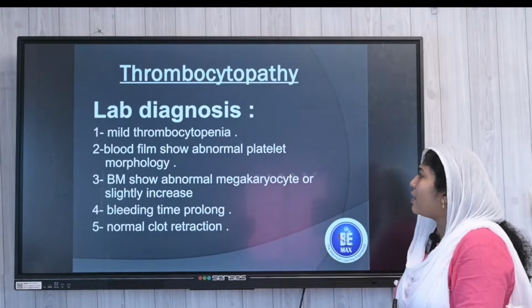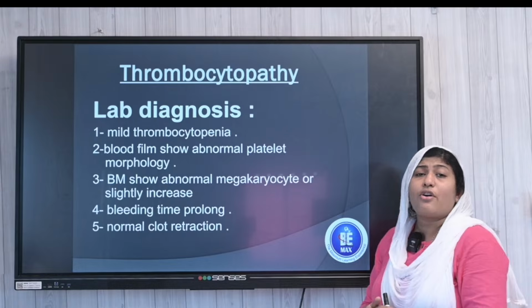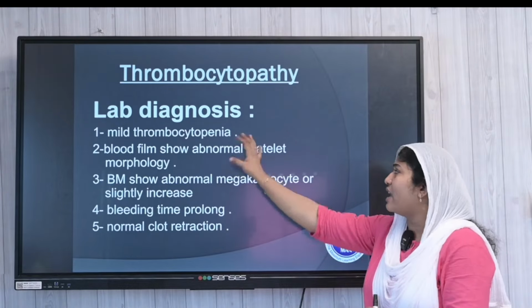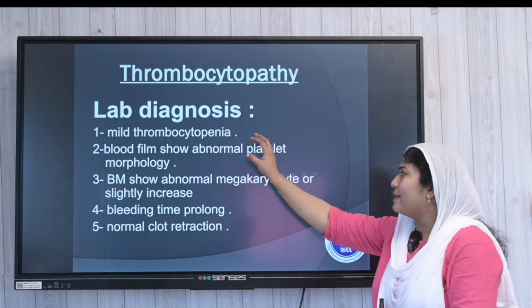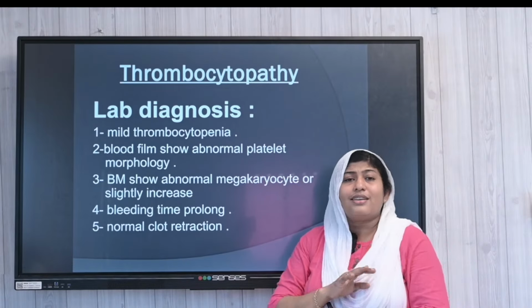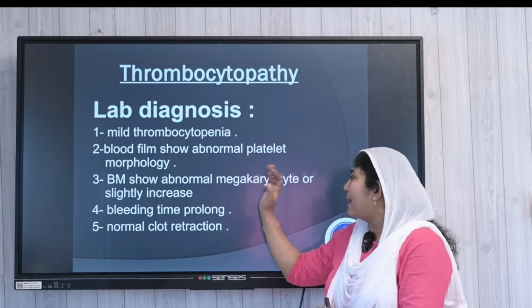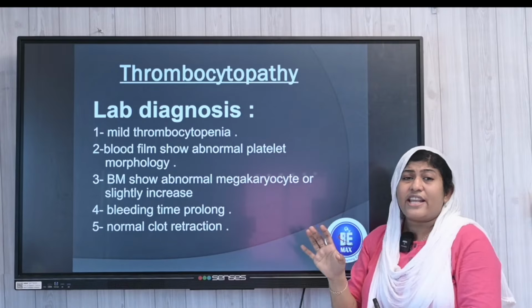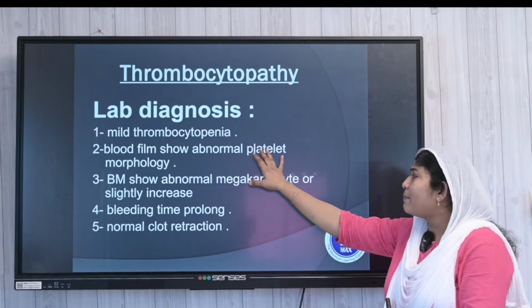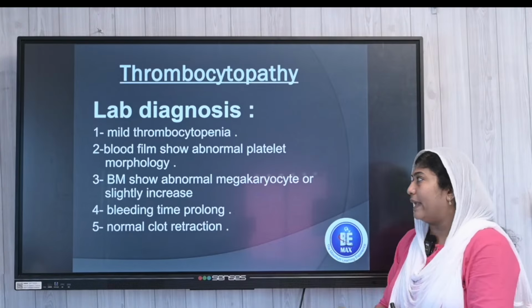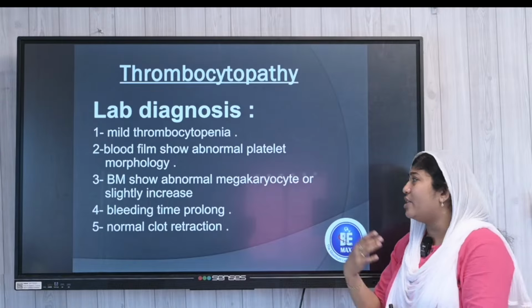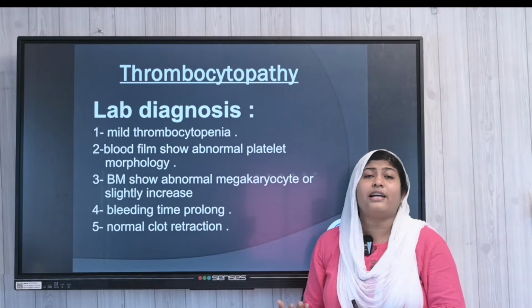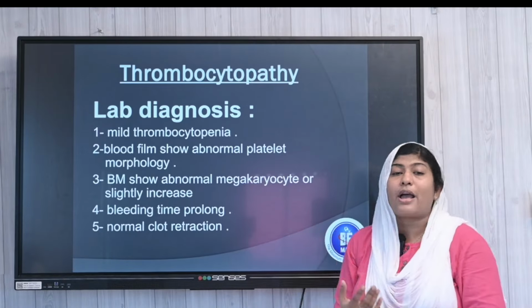Now, the lab diagnosis. If a patient has any of these qualitative problems, when we check the peripheral smear we mainly see thrombocytopenia. But it depends. Sometimes the platelets may be seen in normal quantity, or the count does not change, but the problem is mainly with the morphology of the platelets. When the blood film shows morphological changes in platelets, in order to identify this condition clearly, we have to go for a bone marrow examination.